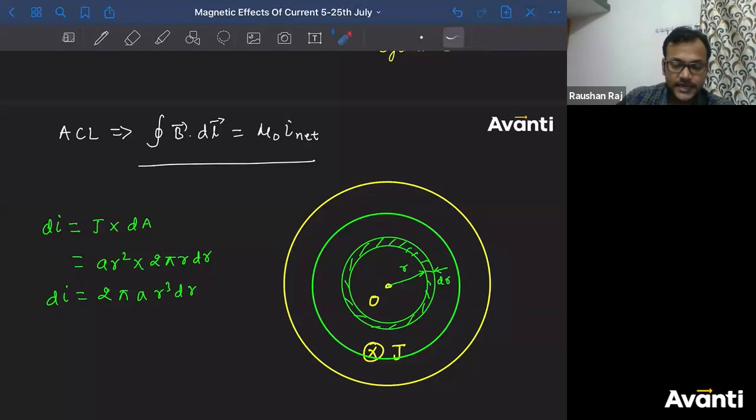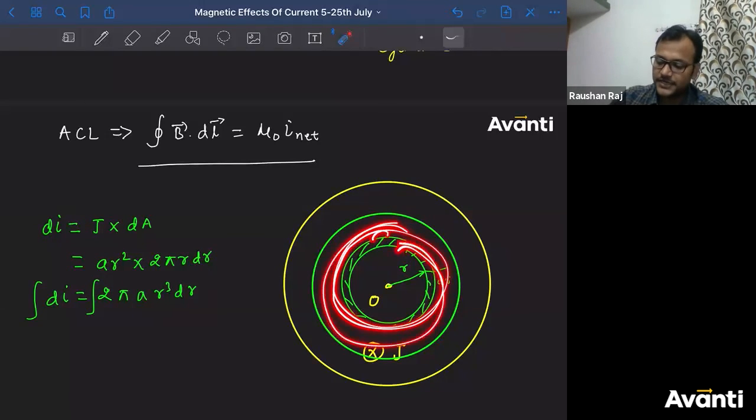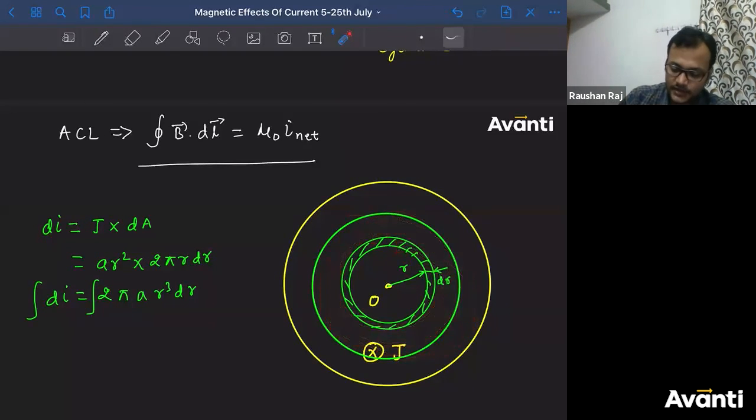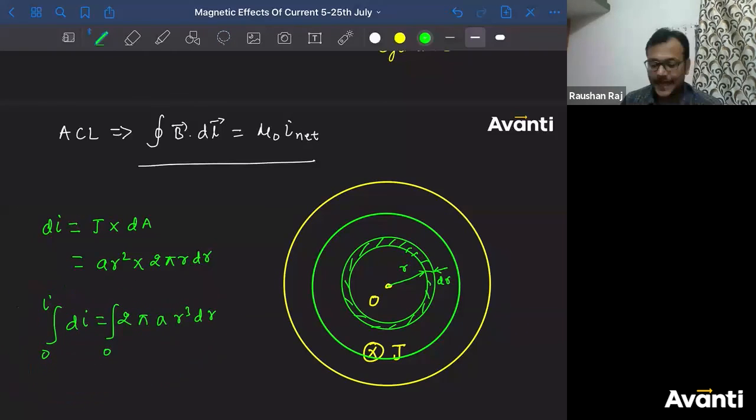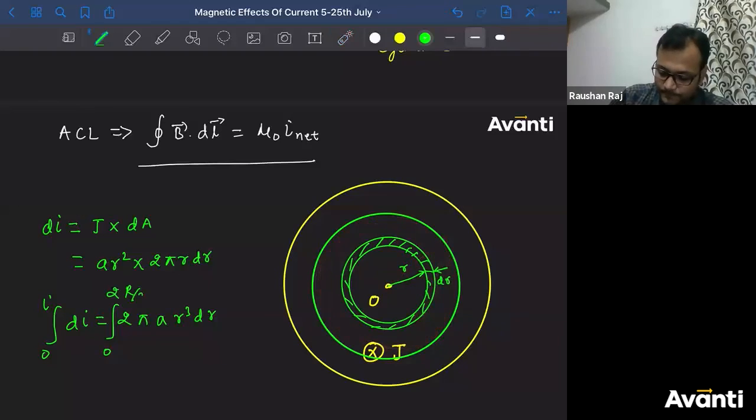I have to find what is the current enclosed in this part. So I have to integrate this one. Current through this is given to us. So I have to find current through all such strips extended to R by 3. So 0 to I. Then here is 0 to. What will be the limit, guys? Tell me what will be the limit for small r, capital R or 2R by 3? It will be 2R by 3 because I have to find current through only this area, only this section, not the whole. So 2R by 3.